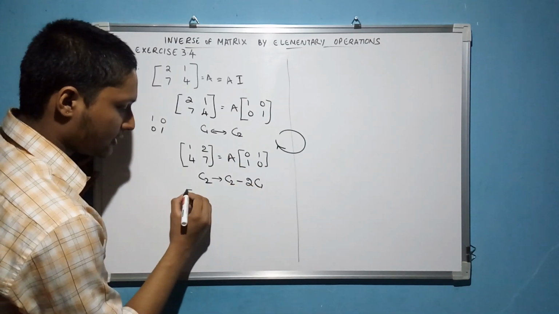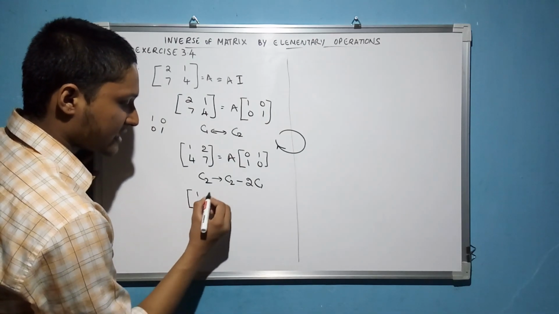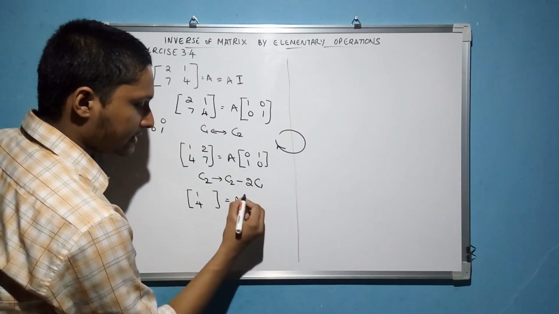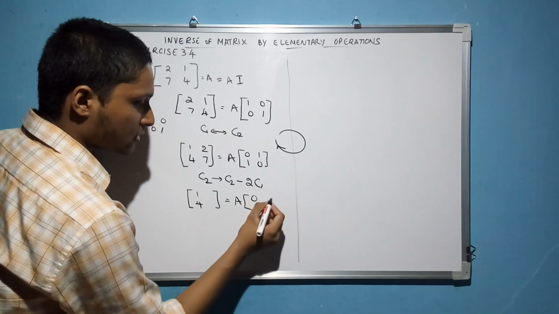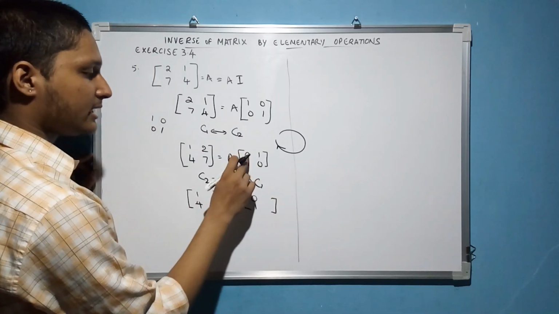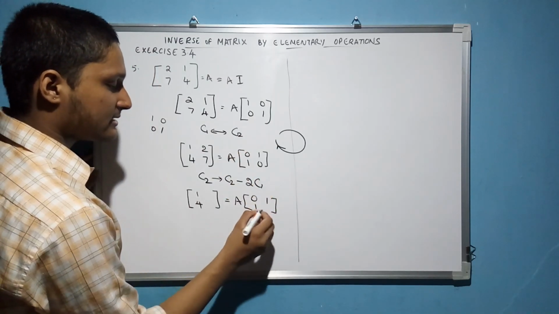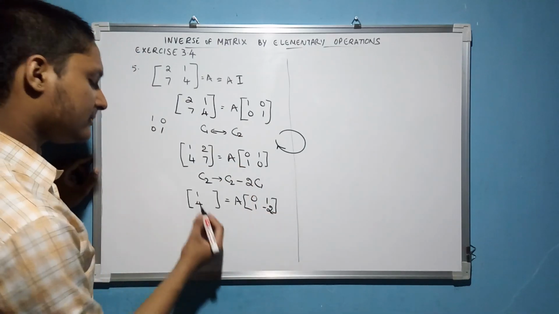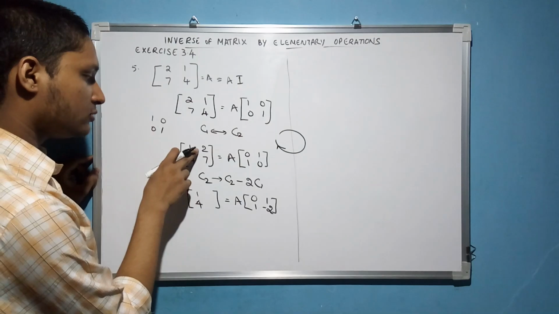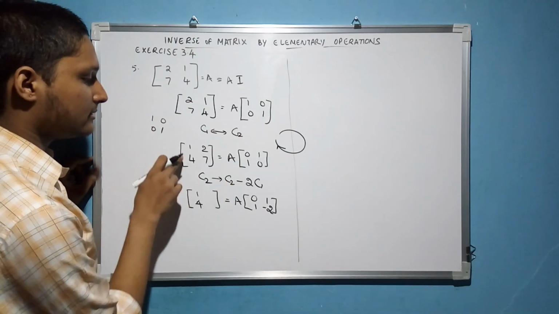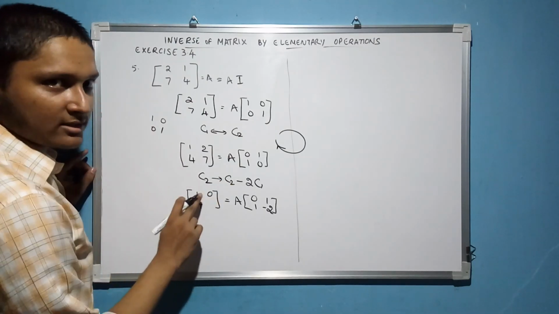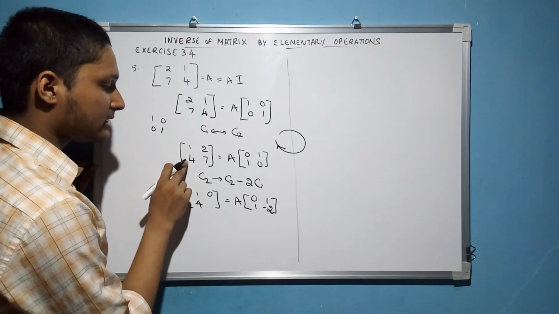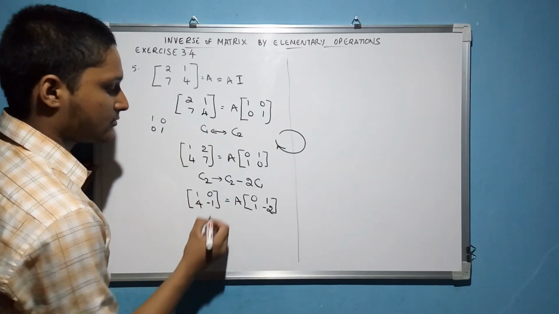So I'll consider how it is going to be. The first column is going to remain the same, and here also the first column is going to get the same. So 1 minus 2 times 0 is 1 itself. 0 minus 2 times 1 is minus 2 here. Then 2 minus 2 times 1, that is 0 here. You wanted a 0, that's why you did that. So 7 minus 2 times 4, you are getting minus 1.